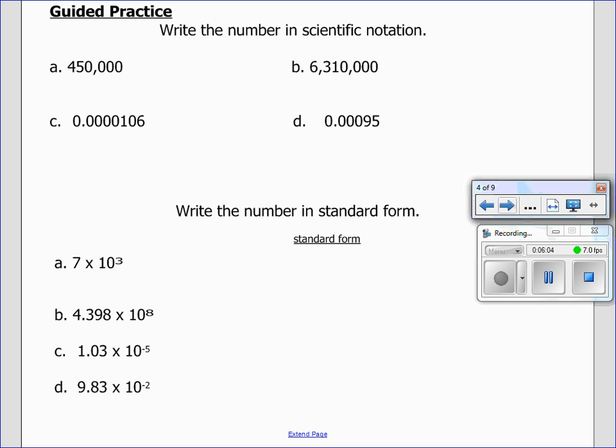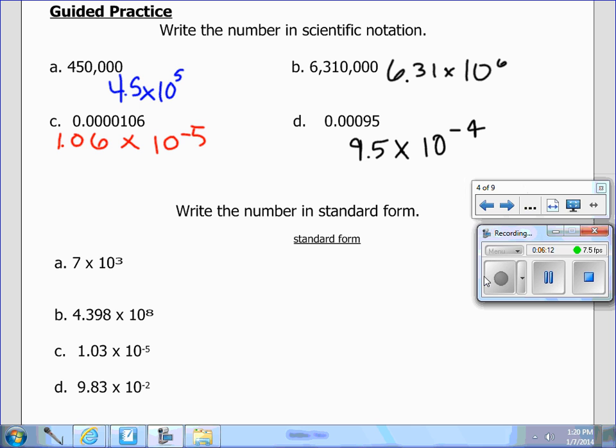Now, I've given you guided practice for A, B, C, and D. I'm going to pause the video and we'll come back and check our answers. Okay, notice that on each one, we determined what type of number it was. If it was a large number, it's going to have a positive exponent. That's an easy way to check it. If it's a small number, it will have a negative exponent, because that's the direction that you move the decimal. And how many place values you move the decimal indicates what the power is.